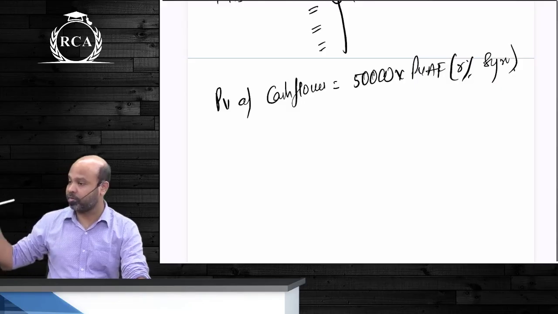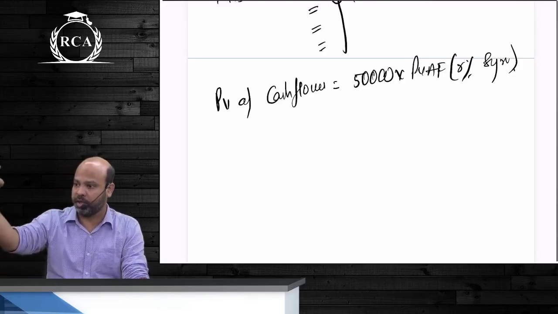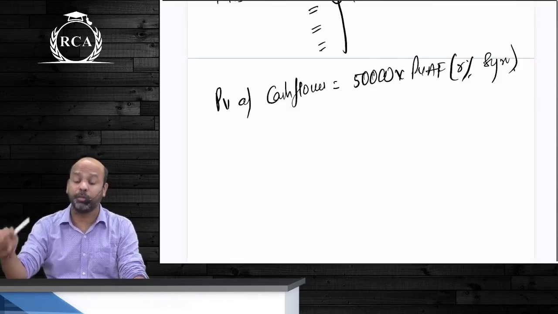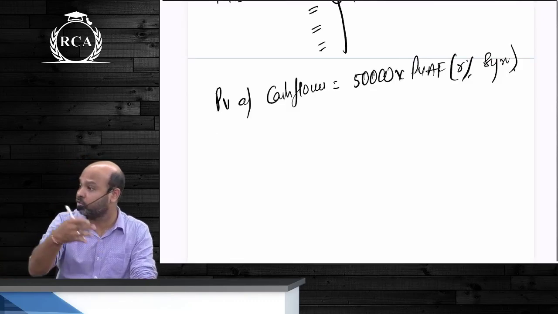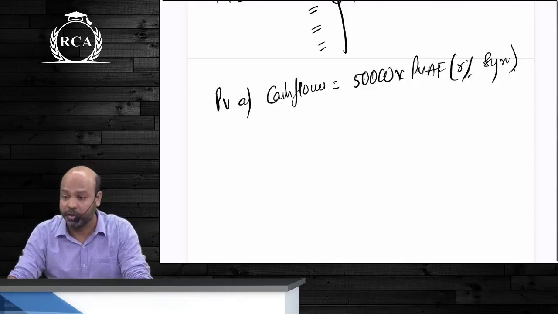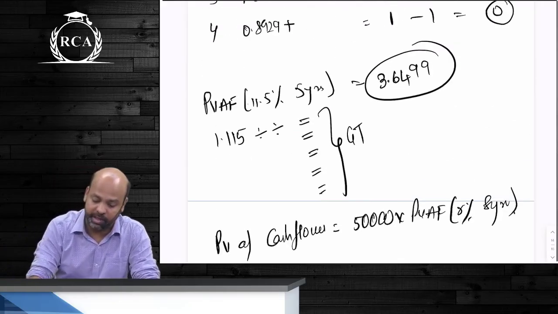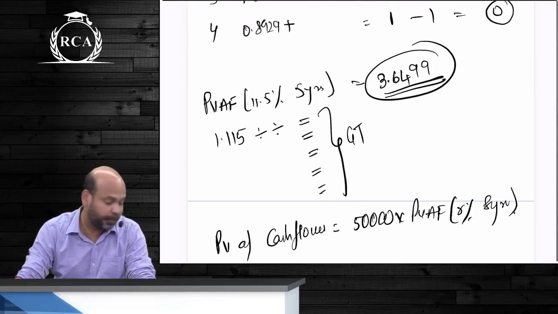Annuity factor is the present value of 1 rupee receivable every year for the next 8 years. Instead of 1 rupee, I'm now computing present value of 50,000. So that will be 50,000 times whatever is the amount of money that you need to deposit to receive 1 rupee every year.